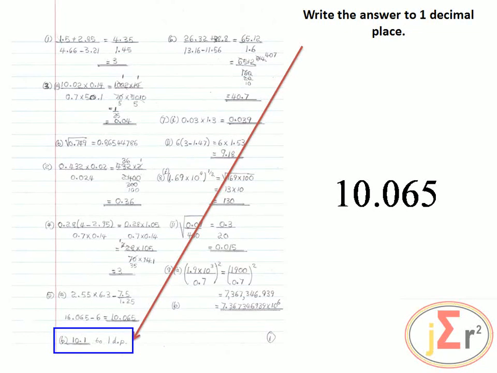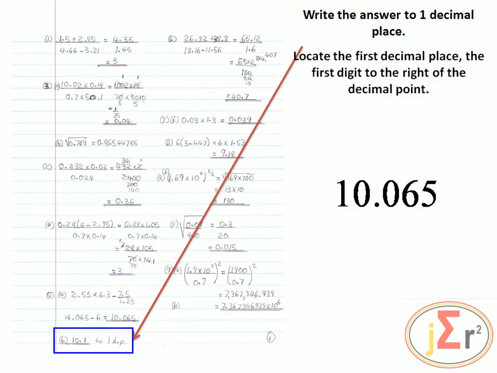We also need to write that number correct to 1 decimal place. In order to write that number correct to 1 decimal place, we first need to identify the position where we have 1 decimal place. Locate the first decimal place, the first digit to the right of the decimal point. So that one is to the right of the decimal point, and that is our first place of decimal.